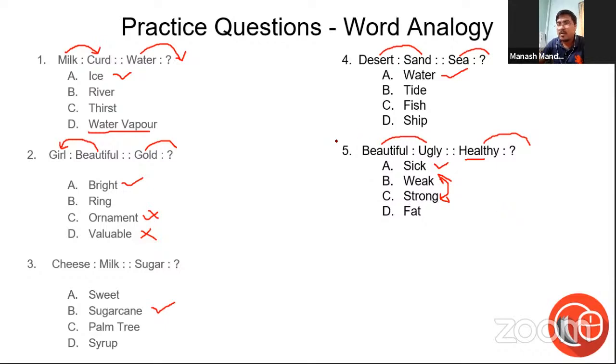Whenever you come across this type of question, always try to find out the exact relationship between the two parts, and not the remote ones. Exact opposite. For example, milk, solid state; curd, solid state; water, solid state. Girl, beautiful, outer side of a girl; gold, outer side of a gold. Cheese, source milk; sugar, source sugarcane. Desert, made up of sand; sea, made up of water. Beautiful, ugly opposite; healthy, sick opposite.